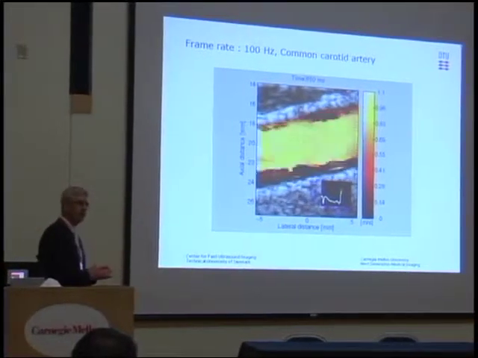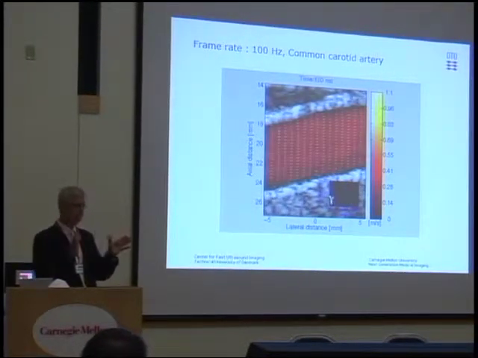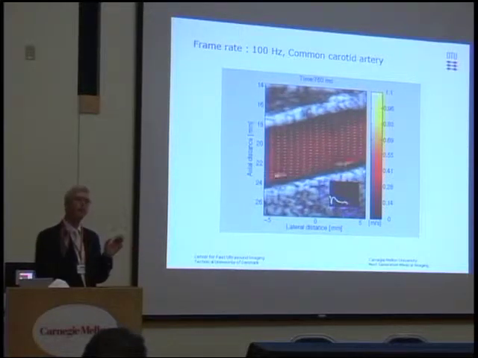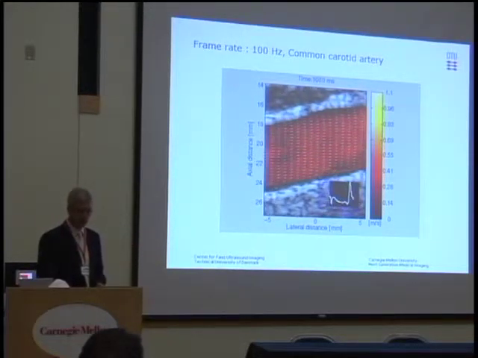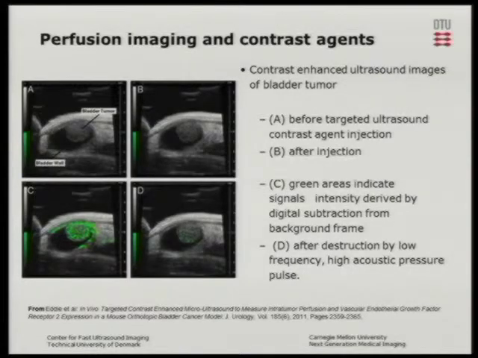Another benefit of this, when we're looking at an image where we're continuously looking in all directions, is that we can average over a long period of time. That means that we can also see very low velocity flow. This is just an example taken from the literature using a contrast agent for a bladder tumor.